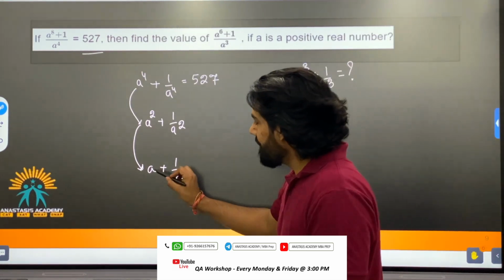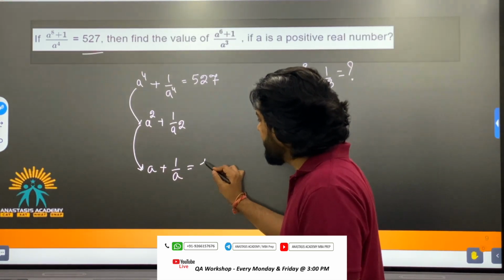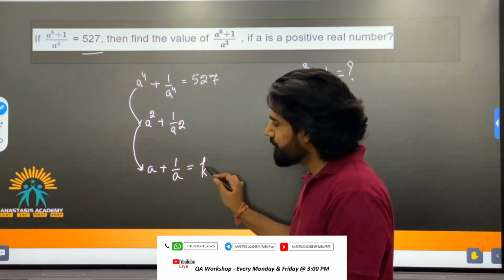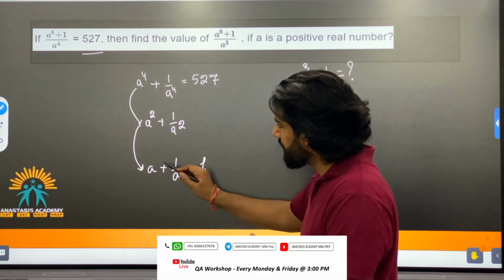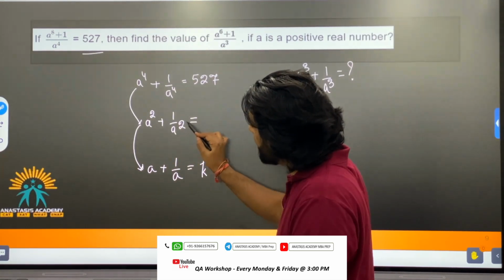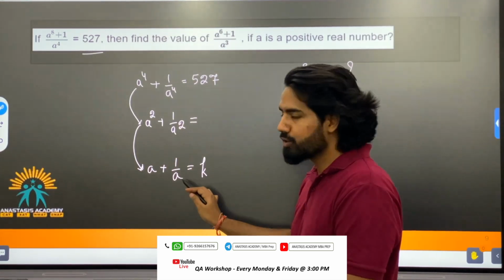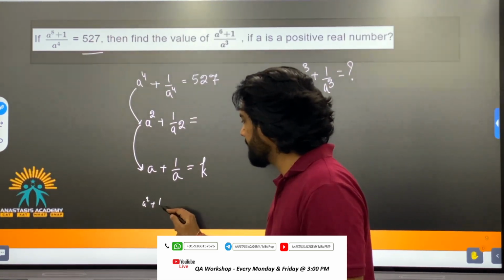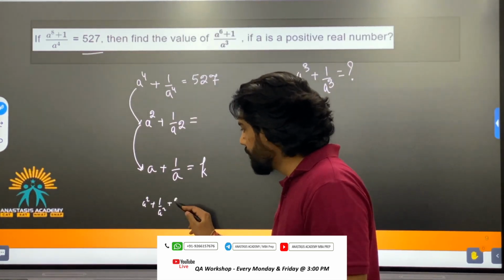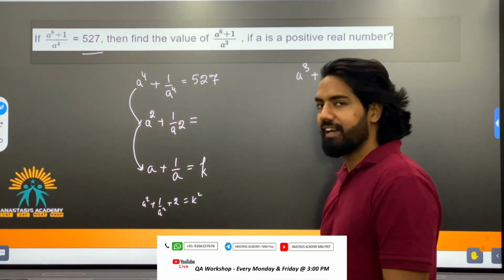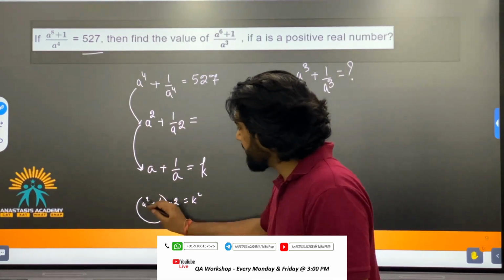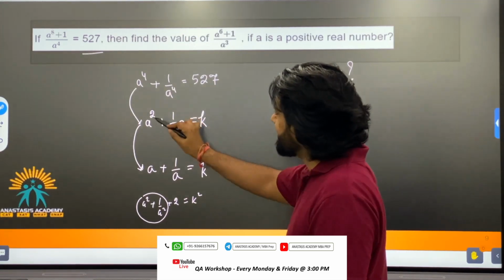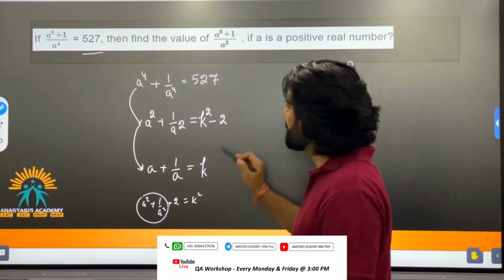Because if a plus 1 upon a is equal to k, and if I square these two sides, a square plus 1 upon a square plus 2 is equal to k square. So from here, a square plus 1 upon a square becomes k square minus 2. So I get this expression as k square minus 2.